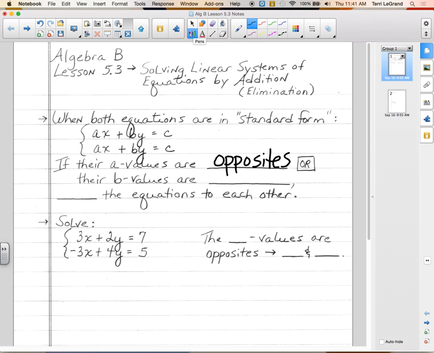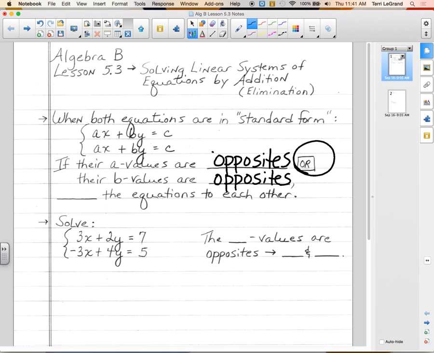a is what the x is being multiplied by. So if their a values are opposites, or, and put a circle around that, even though I boxed it, circle it, or, doesn't have to be both of them. Or their b values are opposites. The y's are being multiplied by something, that's called the b value. So if a values are opposites, or their b values are opposites, doesn't have to be both.